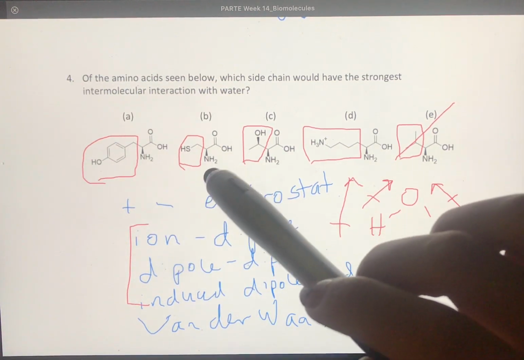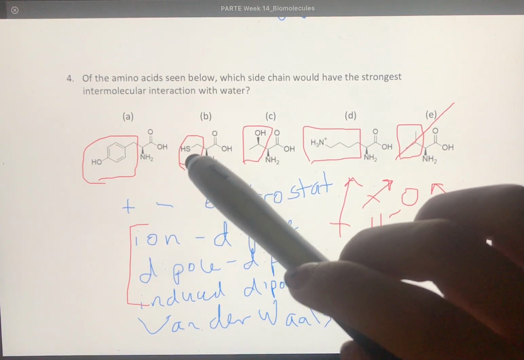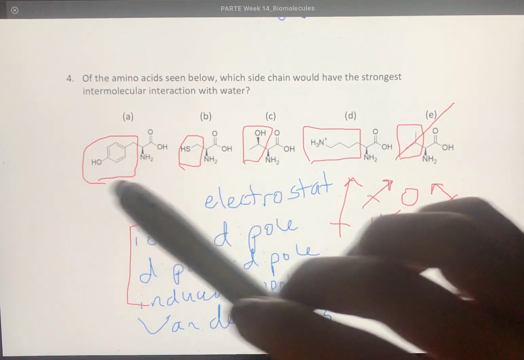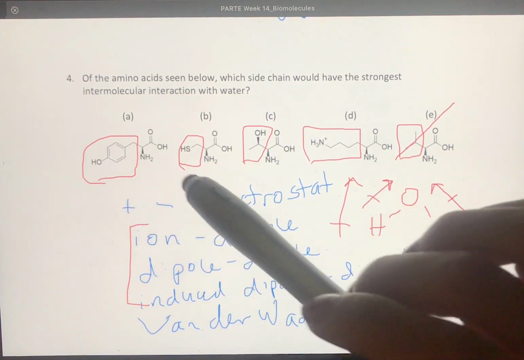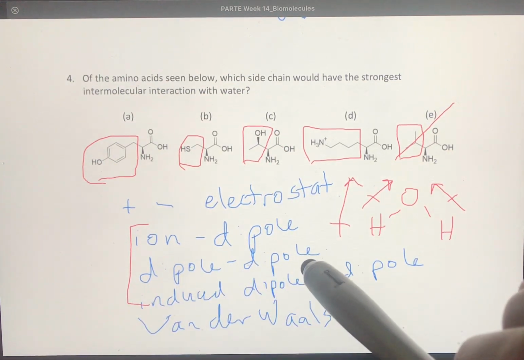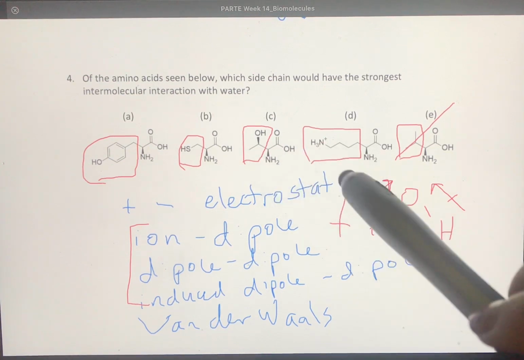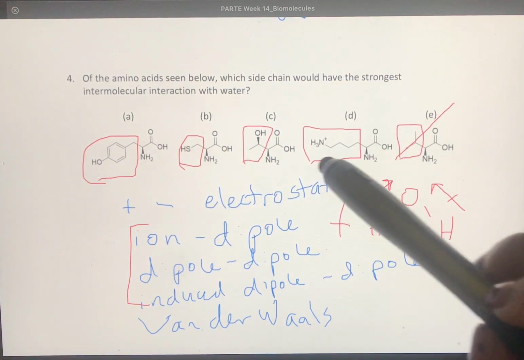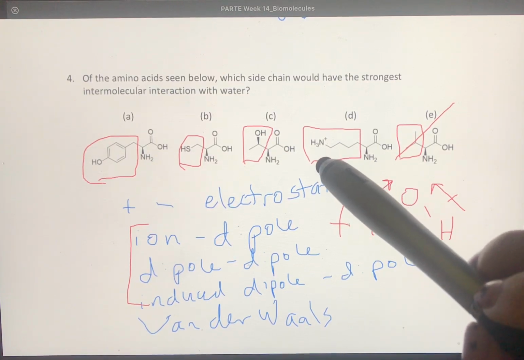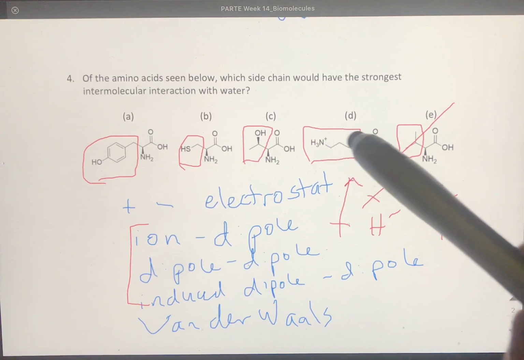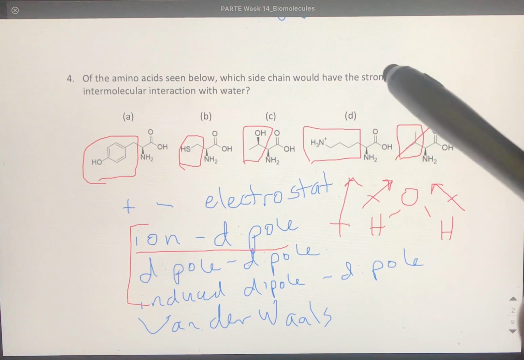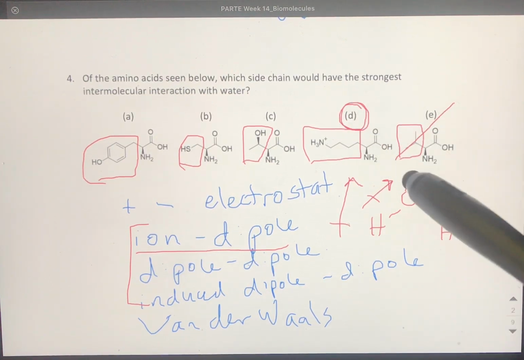The same thing with choice B. You do have this electronegative sulfur here. So it's going to be similar to A. And then the same thing with C. We also have a hydroxyl group here. So all of those would be dipole-dipole interactions. However, this one, choice D, is actually charged. So we have a positive cation here. And that is going to have the strongest interaction with water because it's ion dipole. So this one, D, is correct.